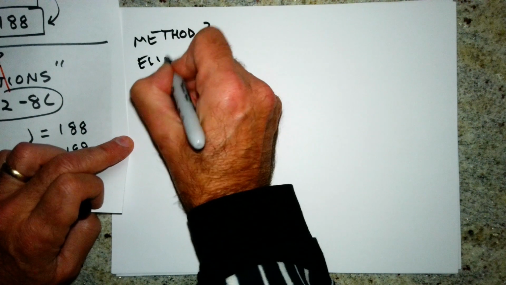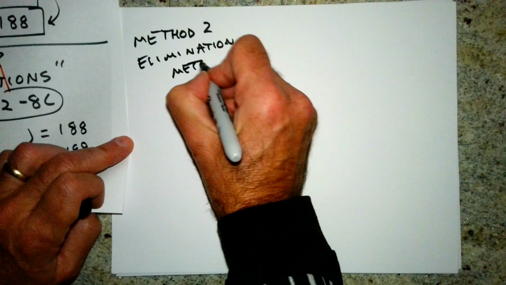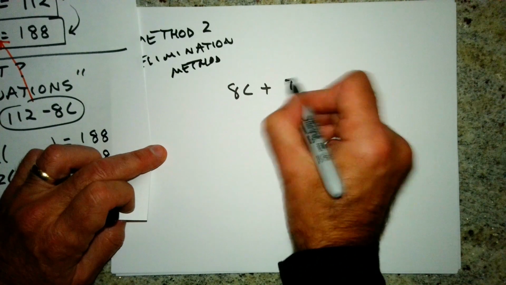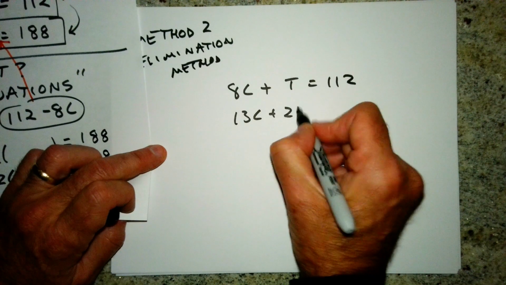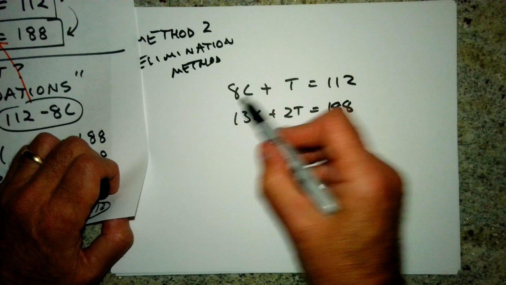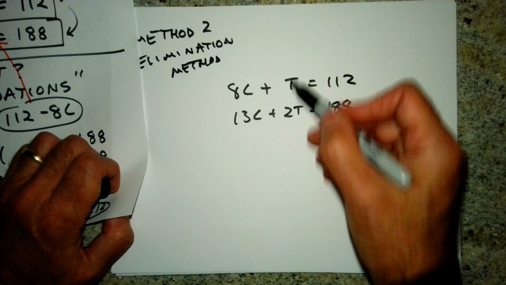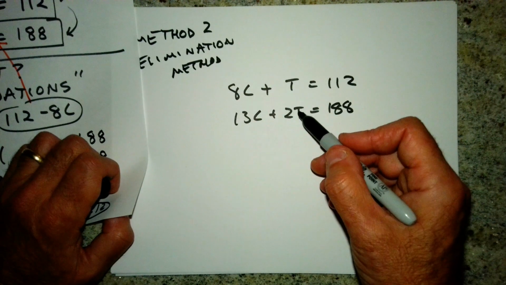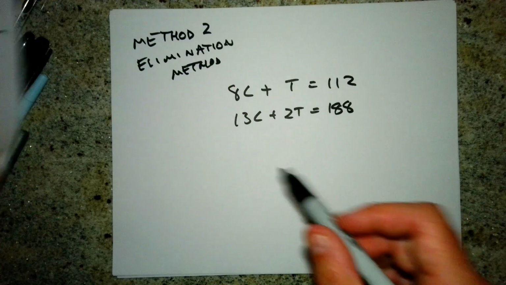I've heard this called the elimination method. Okay, and we'll write 8c plus t equals 112 and 13c plus 2t equals 188. And in this method, you pick one of the letters and you make it so that that letter has the same coefficient in both equations, and if both coefficients are positive, you subtract one equation from the other. If one of them is negative, you add the equations together, and it eliminates a variable. It makes a variable go away.